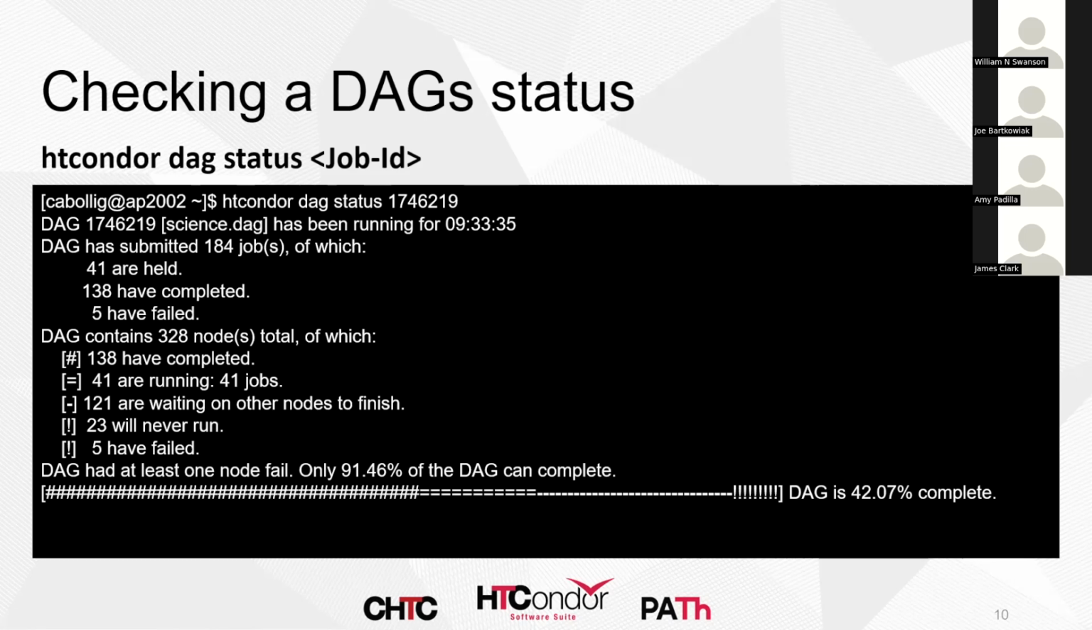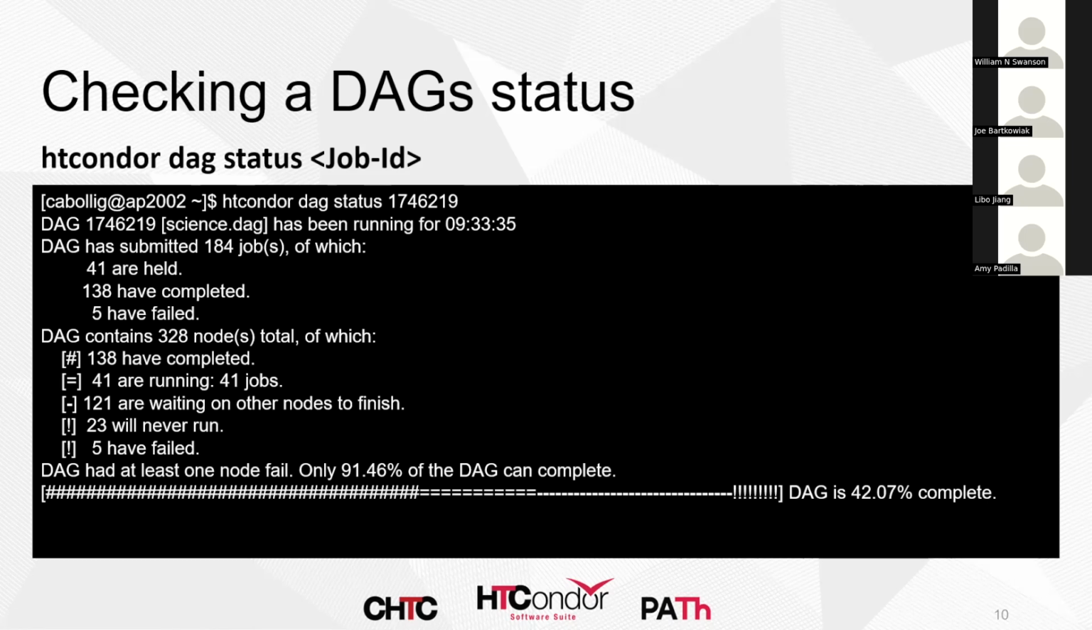23 doesn't seem like much, but let's say your DAG is 328 jobs and it says 327 will never run. You might want to remove your DAG right then. We do also make this nice little line that says only 91.46% of the DAG can complete.